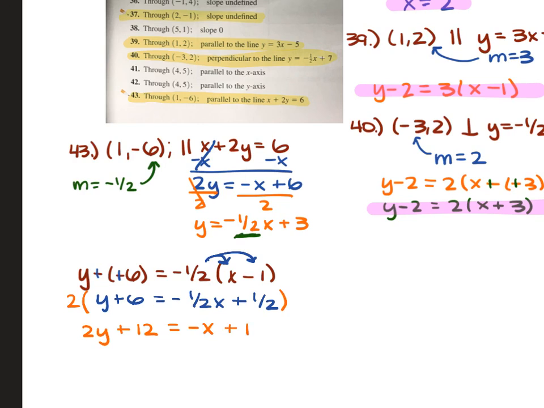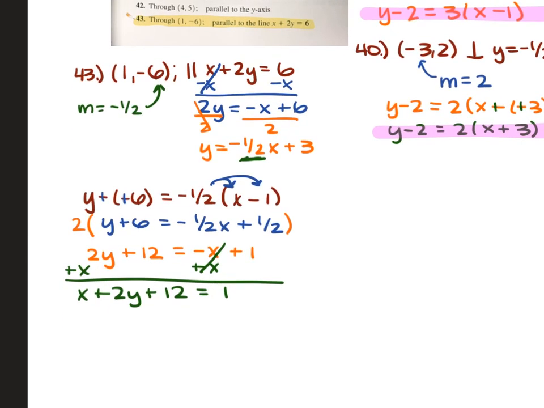We want a positive x, so we're going to move this x over by adding it to both sides. So we're going to have x plus 2y plus 12 is equal to 1. From here, we just move the 12 over by subtracting it from each side, and we get that x plus 2y is equal to negative 11.